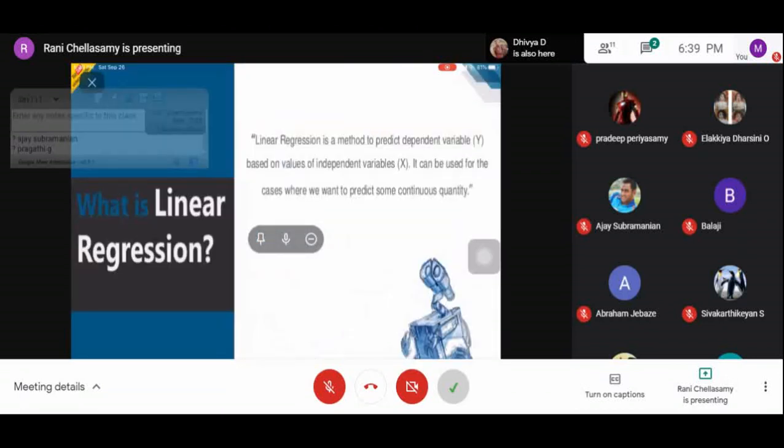Linear regression is a method to predict the dependent variable y. The dependent variable y is predicted based on the independent variable values, which is called x. So y is predicted based on x values. And it can be used for cases where we want to predict some continuous quantity.